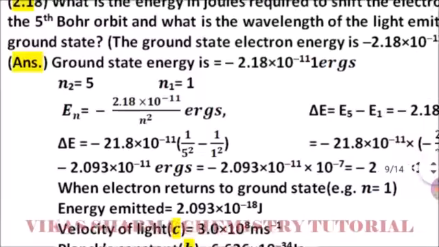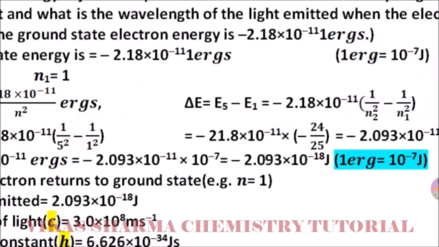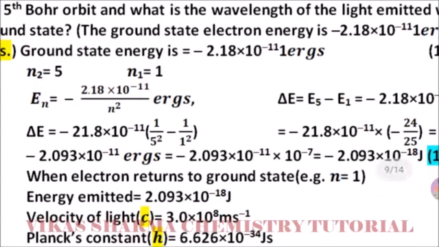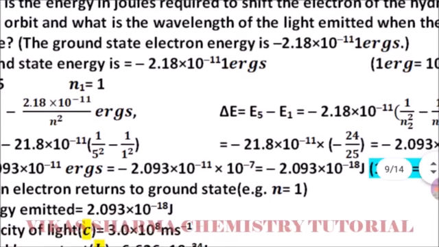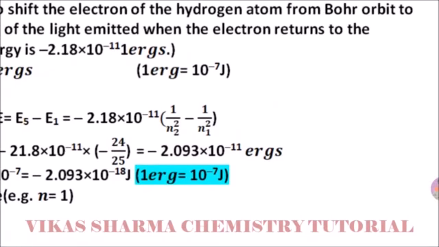N2 value is given 5, N1 value is given 1. En is equal to minus 2.18 into 10 to the power minus 11 divided by n square, in the value of ergs. Delta E is equal to, because N2 is 5, N1 is 1, E5 minus E1, which is equal to minus 2.18 into 10 to the power minus 11, in bracket 1 upon N2 square minus 1 upon N1 square. So 1 upon 5 square minus 1 upon 1 square. After the calculation, the answer comes minus 2.093 into 10 to the power minus 11 ergs.